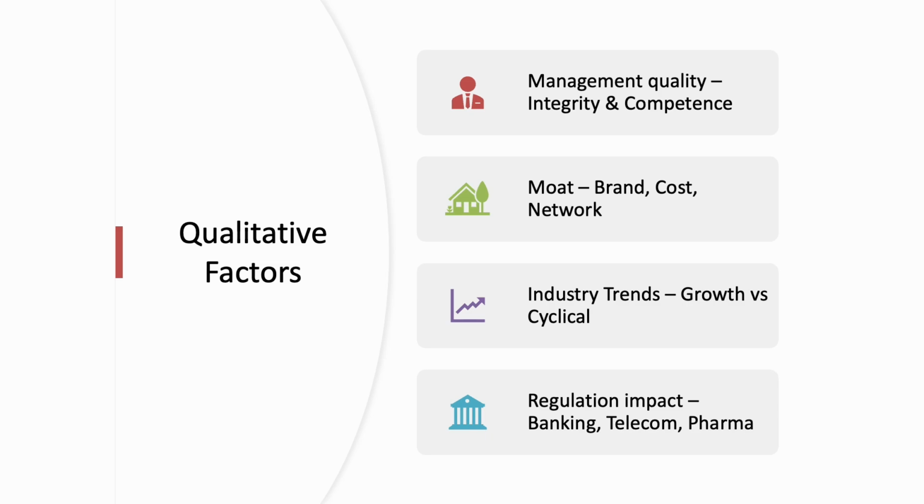So, closing this section, to summarize: management quality, honest and competent leadership, is not negotiable. Moat, a strong competitive advantage, protects long-term profits. Industry trends, a good business in a good sector grows far more easily. Regulation, policies can create or destroy opportunities. Numbers tell you what the companies have done. Qualitative factors help you judge what the companies can do in the future. And remember, investing is not just science, it's also art. The art is in understanding business beyond numbers.